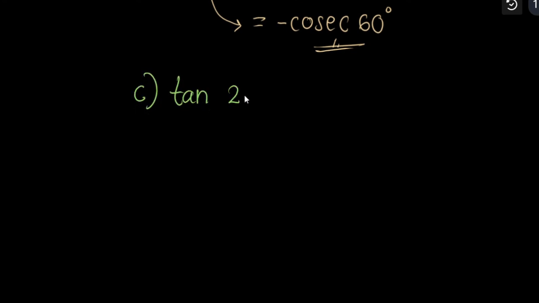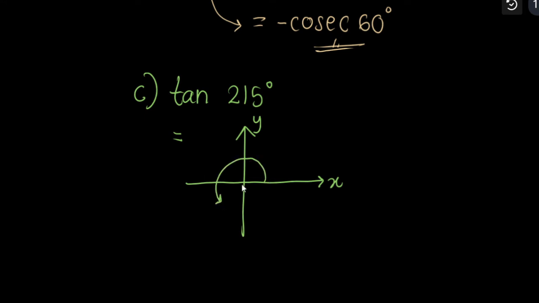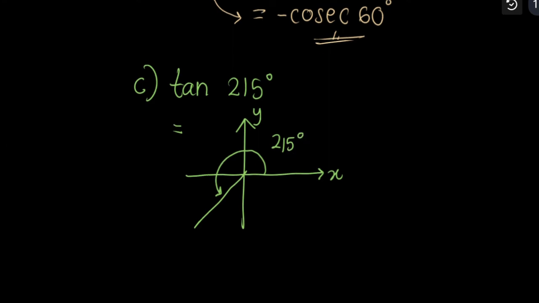Tangent 250. Okay, first you check tangent is okay, right? We can draw the quadrant, isn't it? Okay, so we draw 215. 215 goes until here. Okay, so 215. Where should be the reference angle? Should it be here, A, or should it be here, B?